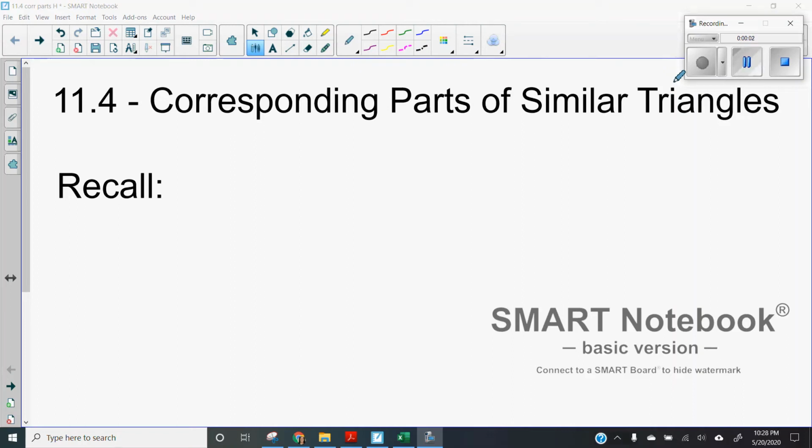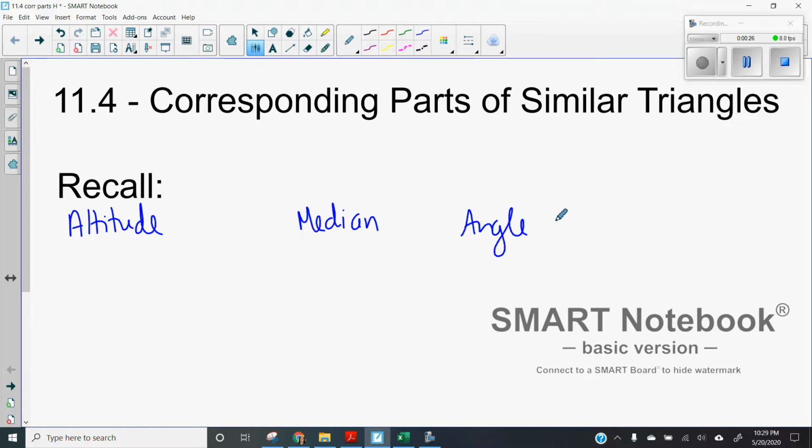Hi everybody. 11.4, we're going to look at corresponding parts of similar triangles, so other possible segments in triangles that have this same relationship as well. So we need to do a quick vocab review of these objects first. We're going to look at an altitude, a median, and an angle bisector.